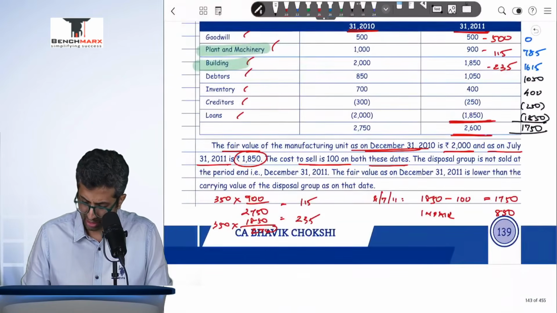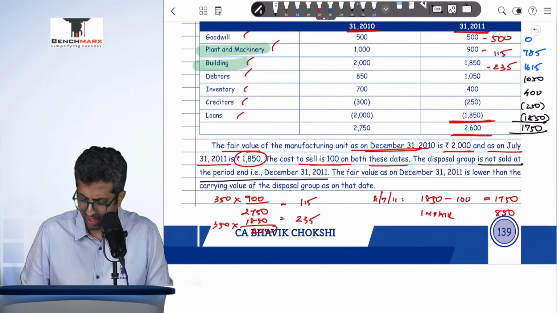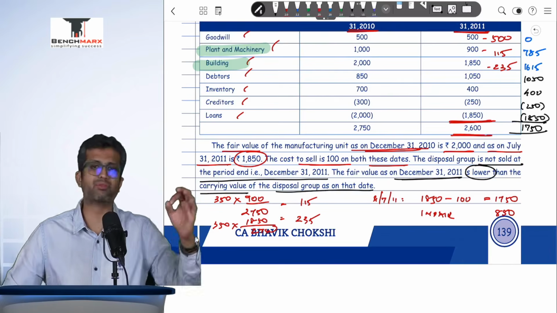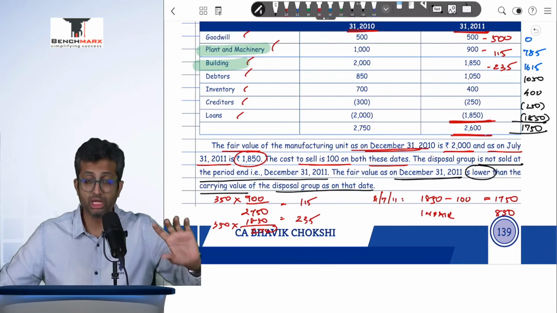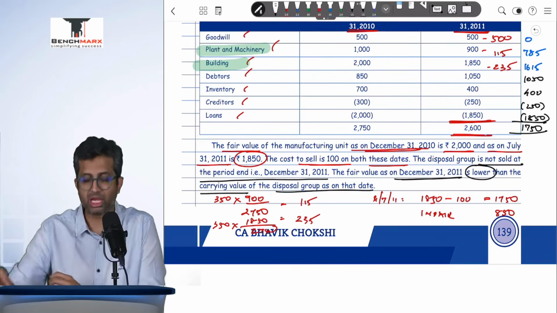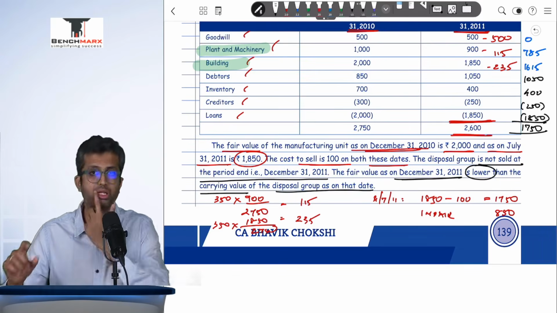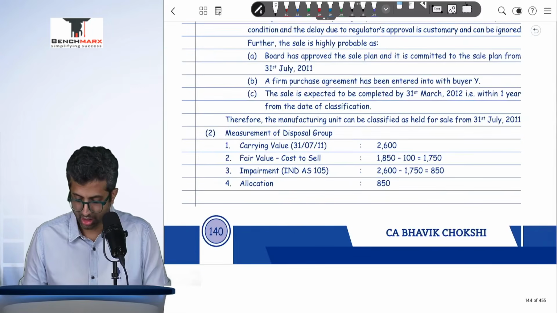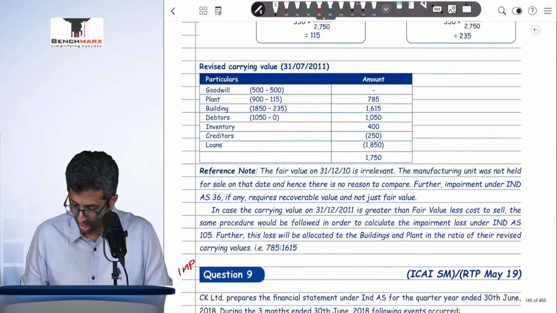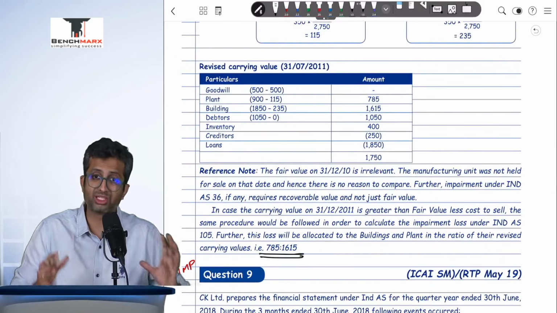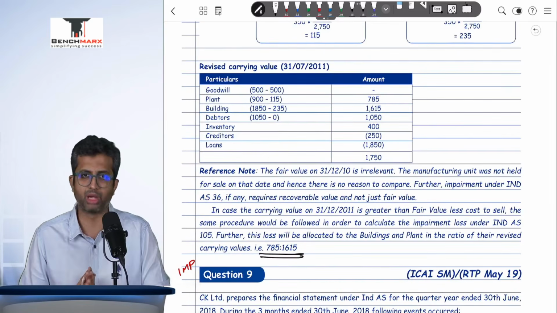Acha, आगे देखते हैं. The disposal group is not sold even at the year end, that is 31st December 11. The fair value as on 31st December 11 is lower than the carrying value of the disposal group as on that date, but they have not told you how much lower. So our answer will be theory, which means what you will do is you will find whatever is the further impairment loss, and that will be allocated to the plant and the building in the ratio of 785 is to 1615, because goodwill is now already 0. So whatever is the further loss will be taken up by the building as well as the plant only.